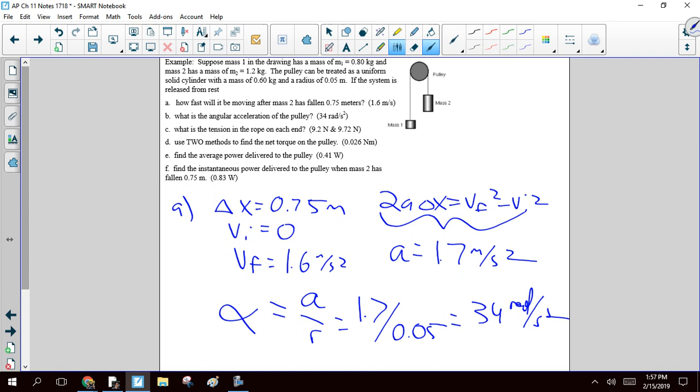Part C, the tension in the rope. I guess you already know how to do this using systems, right? We know the acceleration now of the masses, so you can just do a net force equation to find the tension. Oh, this was part B, wasn't it? There you go, part B.